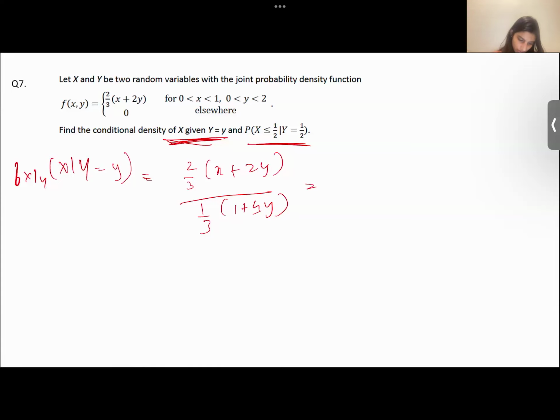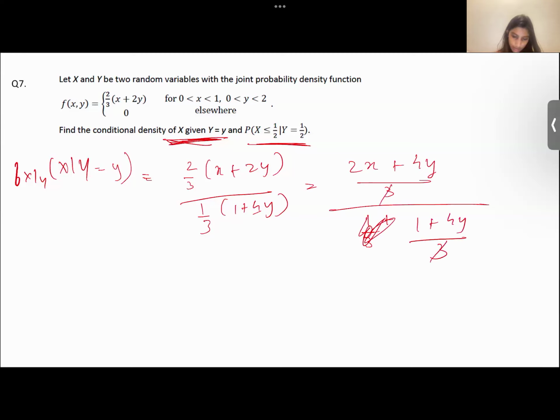Okay, let me just do this for you. 2x plus 2 times 2, which is 4y, divided by 3, divided by 1 plus 4y by 3. So these two get cancelled. So 2x plus 4y divided by 1 plus 4y. This is your answer to this first part.